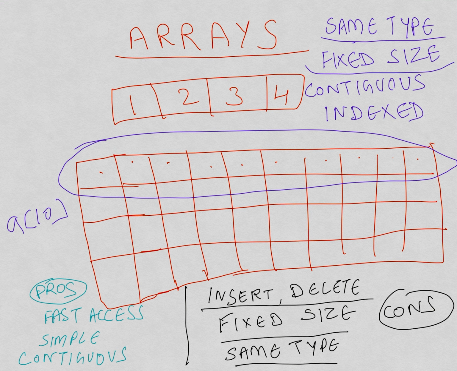Second thing is it should be fixed size. You cannot change the size of an array once it is defined. Another thing is that the data lives contiguously, next to each other, in the array when it is stored in the memory.